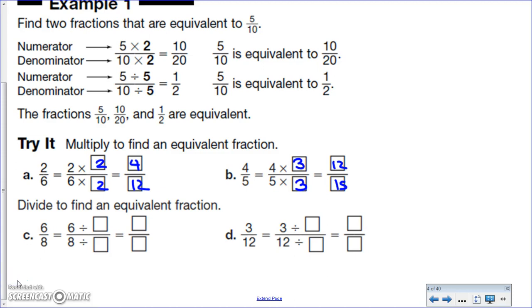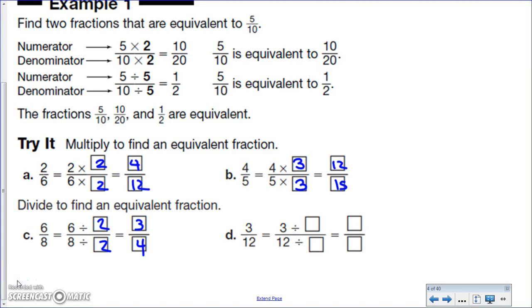For C and D, they want us to divide to find an equivalent fraction. So for 6/8, we need to find a number that will divide evenly into both 6 and 8. And we know 2 is a good number to use. So we're going to put the 2 in those first two boxes right after the division symbol. Then 6 divided by 2 is 3, and 8 divided by 2 is 4. That means 6/8 and 3/4 are equivalent fractions.